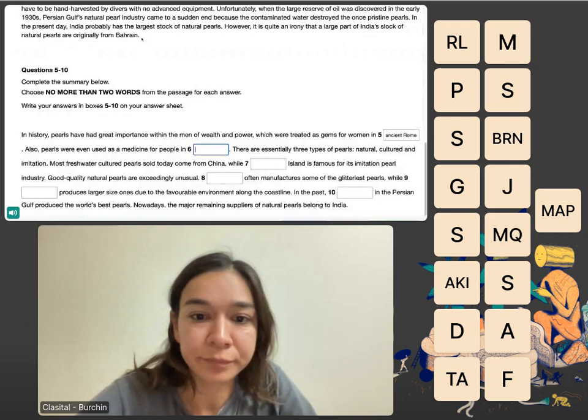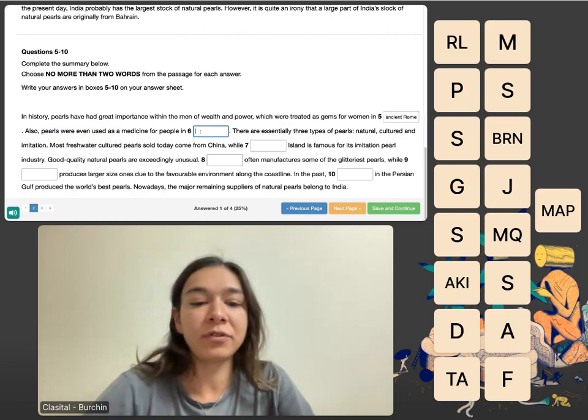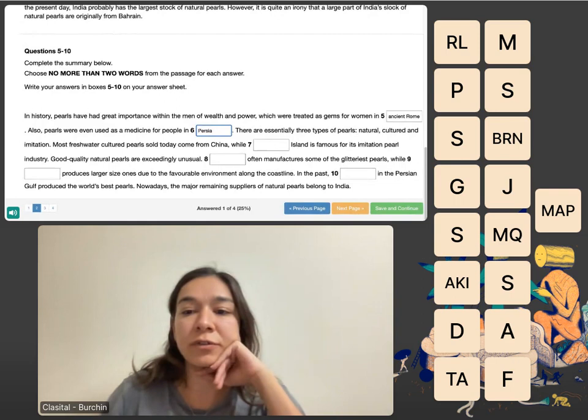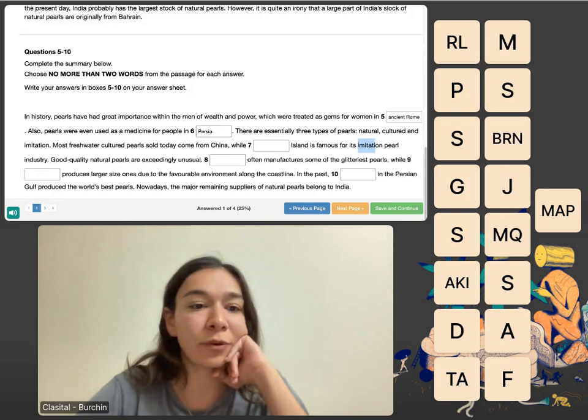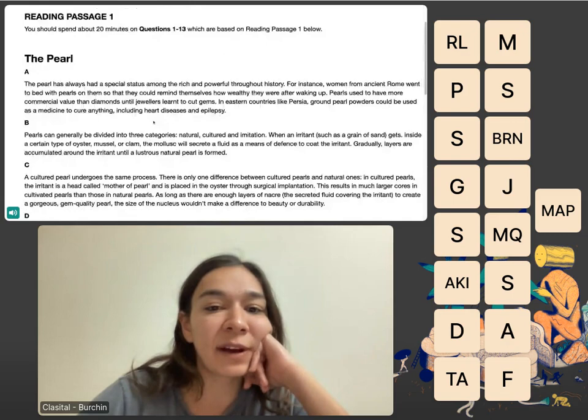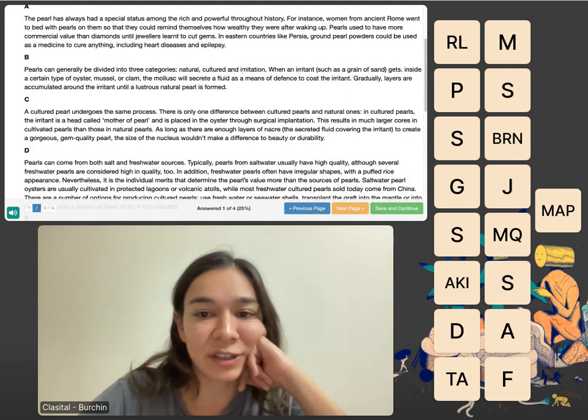Use a medicine for people in Persia. Very good. Okay. There are essentially 3 types of pearls. So I will natural, cultured, and imitation. Most freshwater cultured pearls sold come from China, while blah blah island famous for imitation pearl industry. So I will look for imitation pearls. Let me find the types. It is here, natural, cultured, and imitation. They will make us read the whole text.